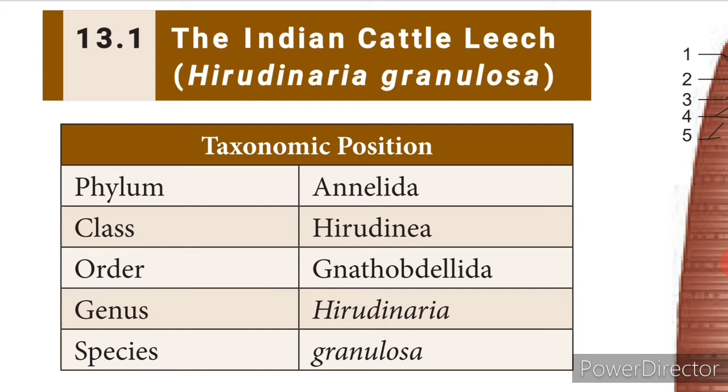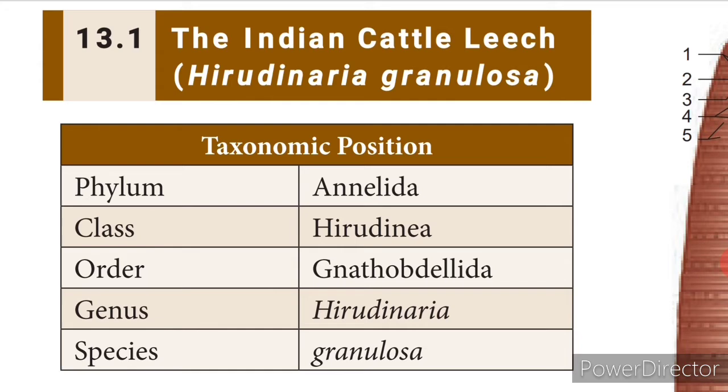Here we are going to see the internal structure and the morphology of the Indian cattle leech, which is nothing but the Hirudinaria granulosa, which is the scientific name. Now the taxonomy is given, isn't it? The taxonomic position is given because it is placed in the classification of the animal kingdom, isn't it?